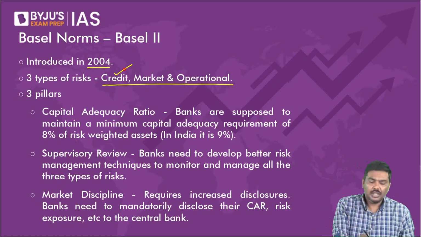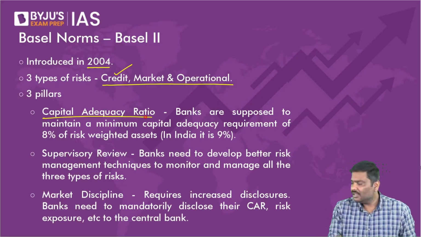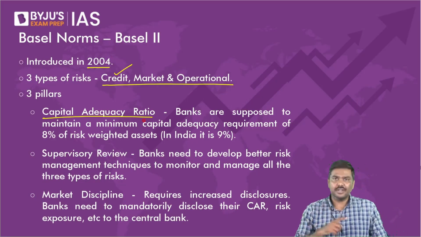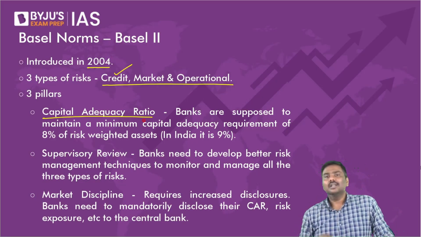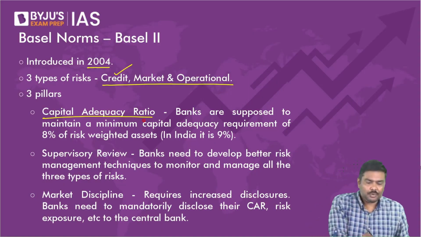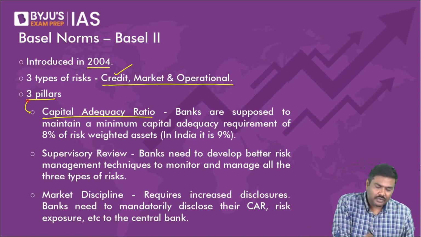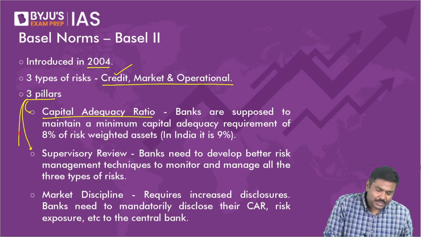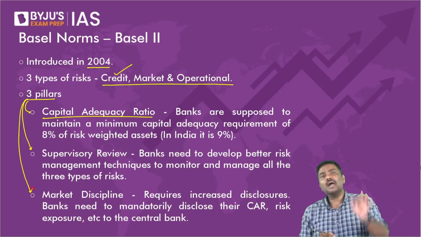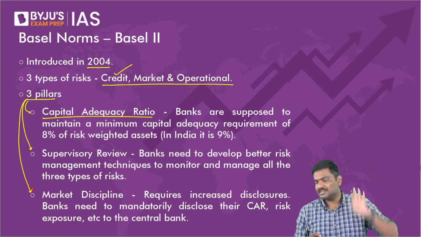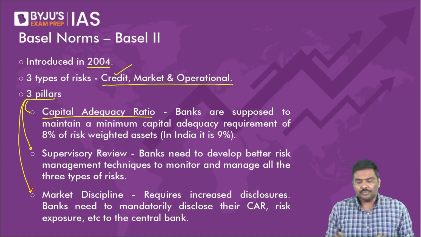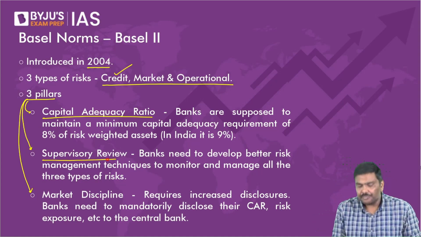Point number 1, the banks must maintain a minimum capital adequacy ratio of 8%. They call it a 3-pillar approach. That is 3 very important reforms. The banks should maintain a minimum capital adequacy ratio of 8%. Point number 2, supervisory review.